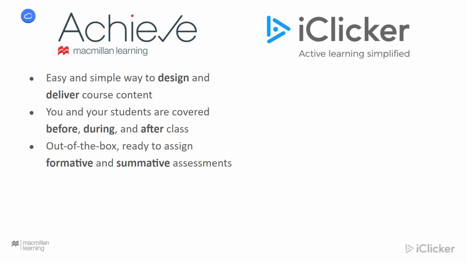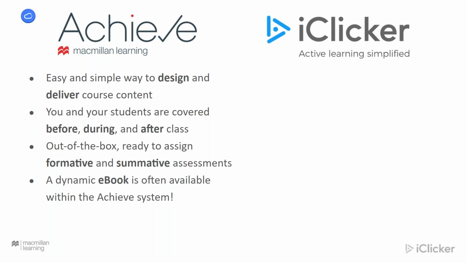such. It comes out of the box, ready to assign formative and summative assessments. So, this is really great because these assessments are designed not only to make sure they reach your learning goals and all those sorts of things, but they're also designed with students in mind. And they really are things that work for students who are very high achieving and students who may be struggling more. A dynamic ebook is also often available within the Achieve system, and I know that's something that Jim is going to talk about. And then lastly, Achieve includes iClicker as part of those tools that we use to reach students at different times.